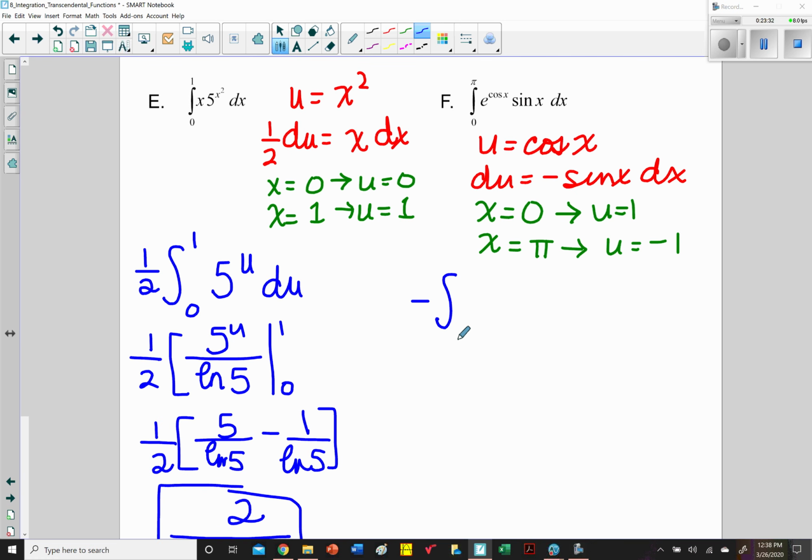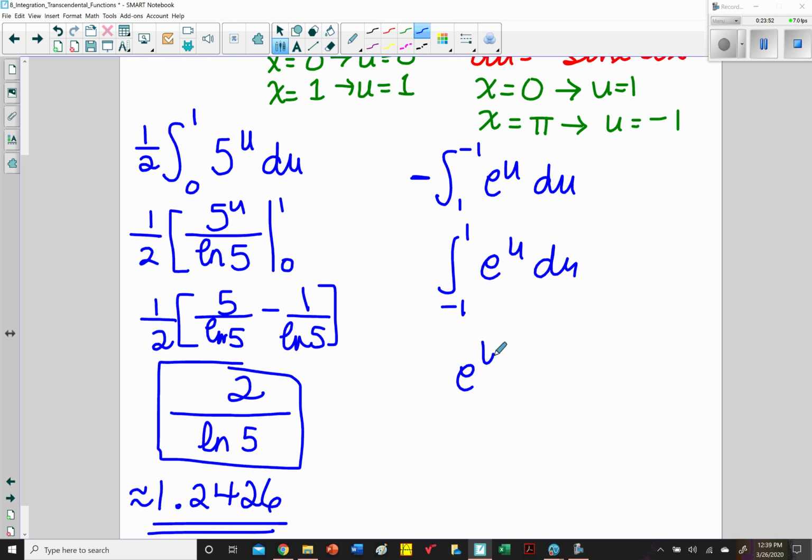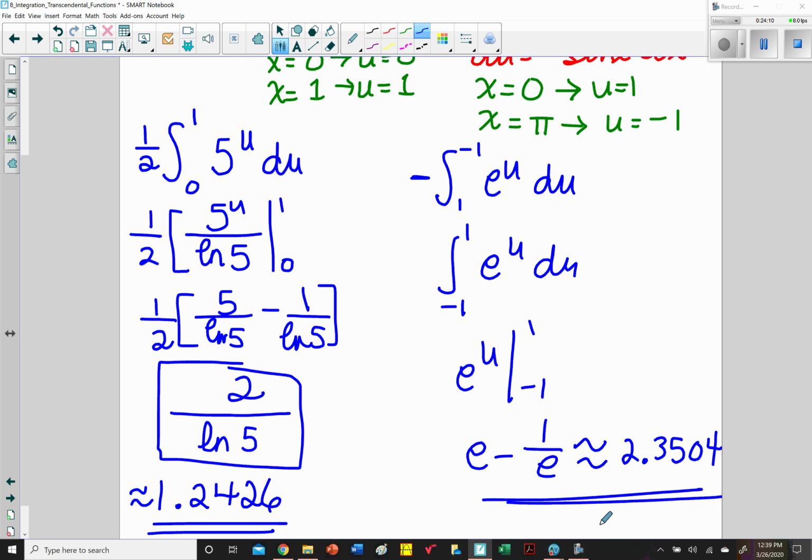We're going from 1 to -1, and already that's backwards. E to the u du. We'll flip that over and put -1 down here, +1 here, and make this a positive e to the u. And then evaluating that antiderivative from -1 to 1 gives us e minus e to the -1. And didn't we just see that answer on another question? Oh yeah, on letter B. Similar. Same answer, different question.